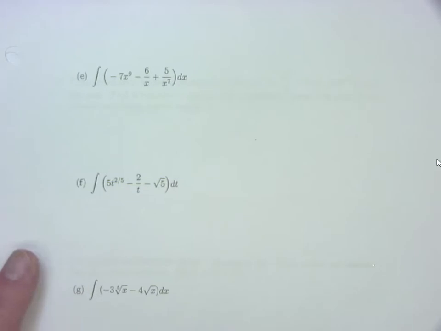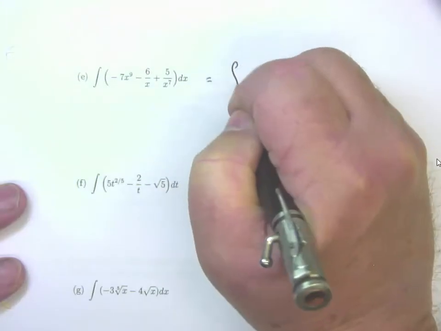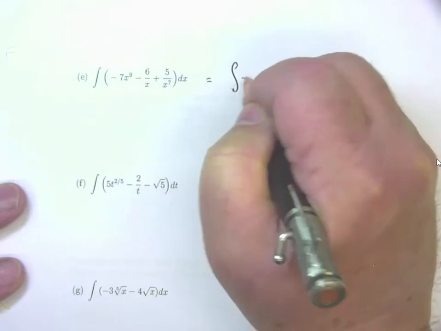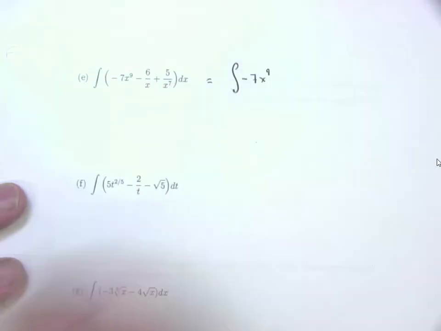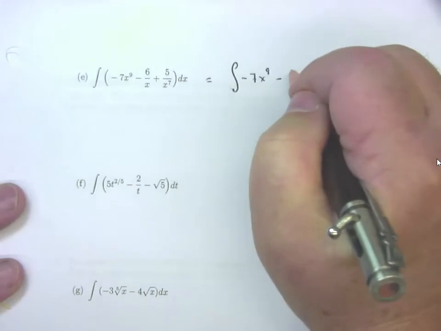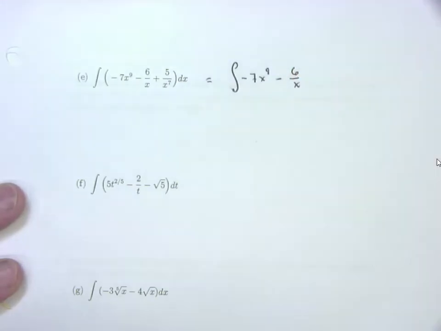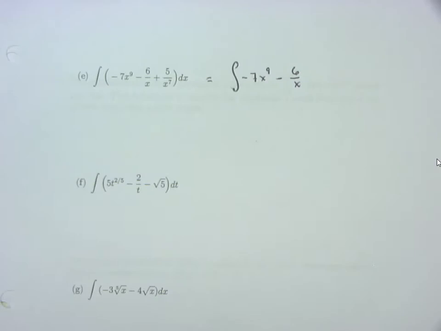Take a look at this guy. The integral of negative 7x to the 9th minus 6 over x plus 5 divided by x to the 7th. Before I integrate, I'm going to clean them up. Well, negative 7x to the 9th, that one's good. I can integrate that guy. Constant holds over, add 1 over, add 1. Minus 6 over x, that guy's good. Minus 6 is a constant, so the function's actually just 1 over x. I can integrate that guy.